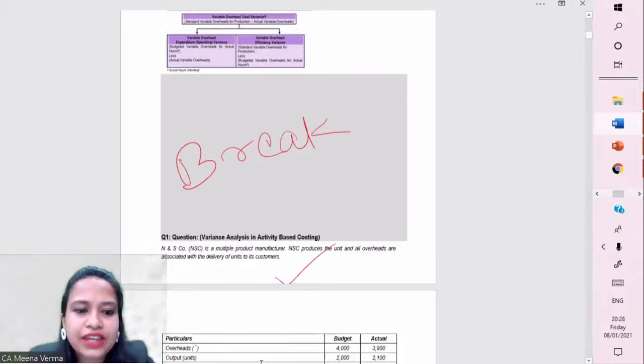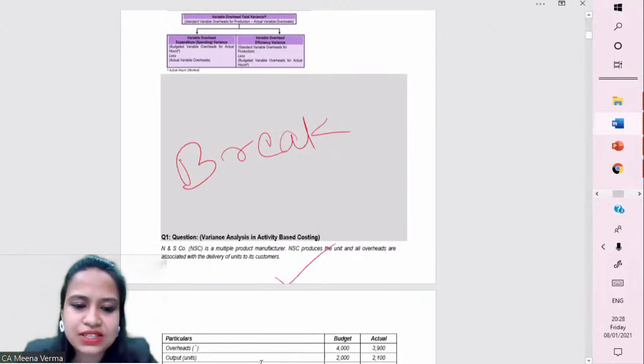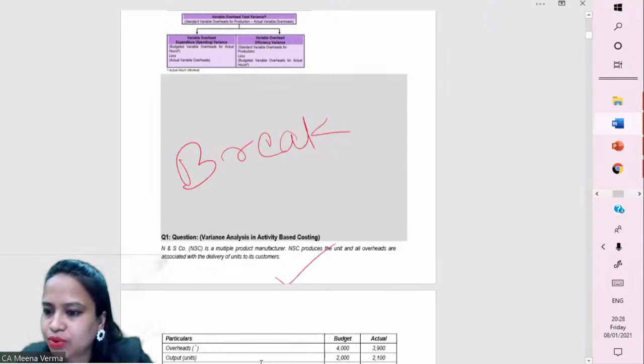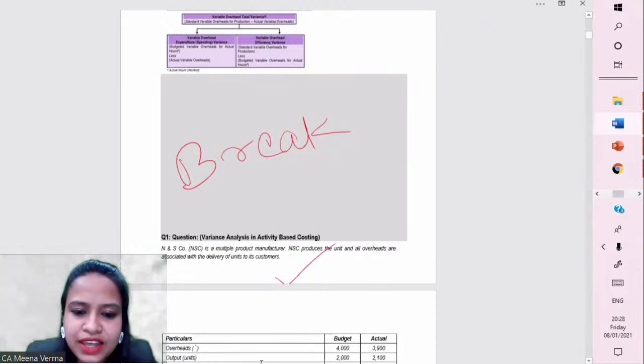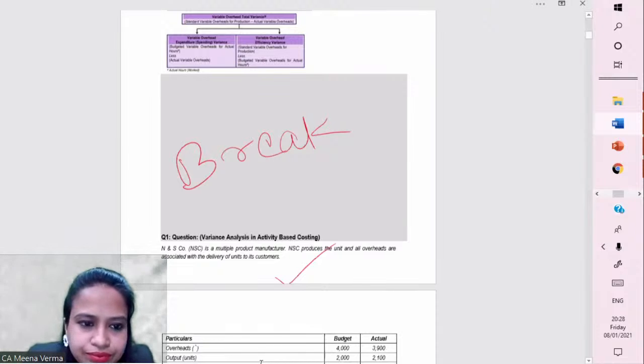We have two more questions to discuss, but there was a doubt from a student, so let me clear that doubt first. A student, Anjali, asked me about finding the sales volume variance. Let me clear that doubt first. This is a lengthy question, I know it is.